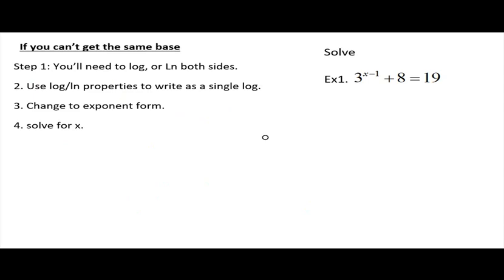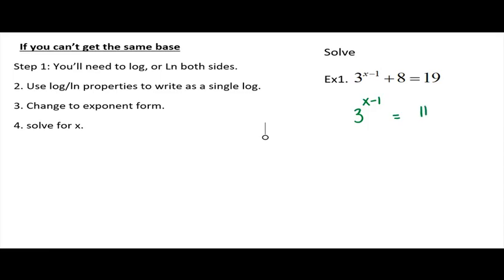Okay, so now let's take a look at an example where we cannot get the same base. Let's take a look at this example right here. First of all, let's subtract 8 on both sides. Then I would get 3 to the x minus 1 is equal to 11. Now if this is a 3 and this is 11, it is impossible for me to get the same base.